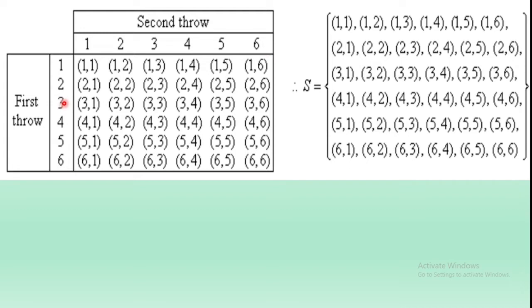2 comma 6, 3 comma 1, 3 comma 2, 3 comma 3, 3 comma 4, 3 comma 5, 3 comma 6, 4 comma 1, 4 comma 2, 4 comma 3, 4 comma 4, 4 comma 5, 4 comma 6, 5 comma 1, 5 comma 2, 5 comma 3, 5 comma 4, 5 comma 5, 5 comma 6, 6 comma 1, 6 comma 2, 6 comma 3, 6 comma 4, 6 comma 5, 6 comma 6. So totally there are 36 possible outcomes when rolling a pair of two dice.